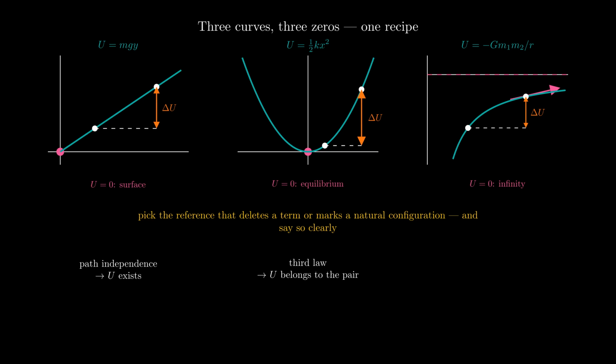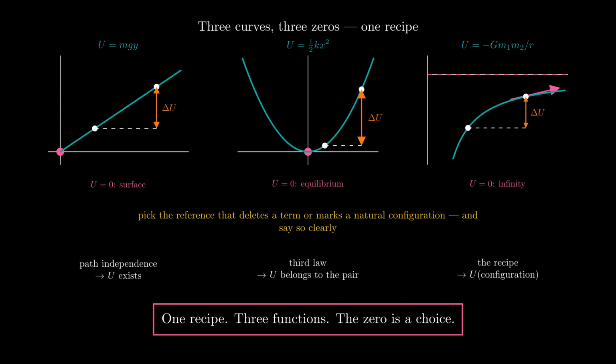Path independence is what let us define a potential energy at all. The third law told us it belongs to the pair, not the object. And this recipe turns any conservative force into a function of configuration. One recipe, 3 potential energies, and the 0 is always yours to place.